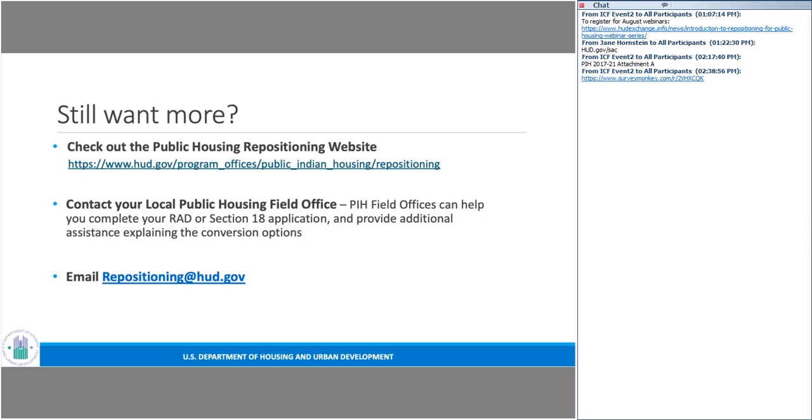And of course, we have this repositioning on HUD.gov email box, which is actually staffed by real people, so you'll get a response if you email there. If you'd prefer to send an email directly there as opposed to your field office, or in conjunction with your field office.